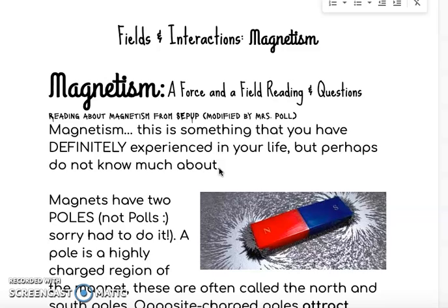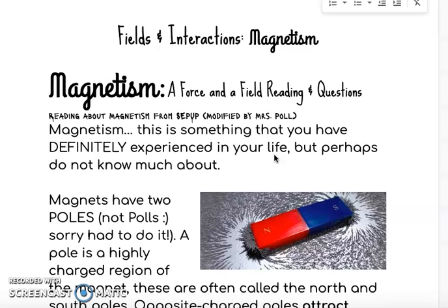So this reading is going to be all about magnetism. We're going to talk about how magnetism is a force and there's a field associated with it. This reading is from CPUP, but I've modified a lot of things, added some things in from other sources, cut some things out that didn't need to be in there to make it a little easier. Here we go. Magnetism. This is something you have definitely experienced in your life, but probably don't know much about.